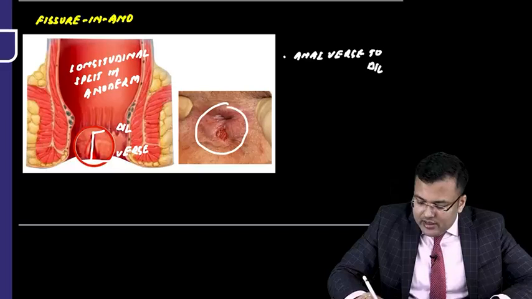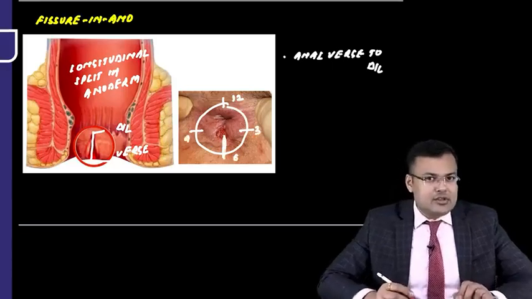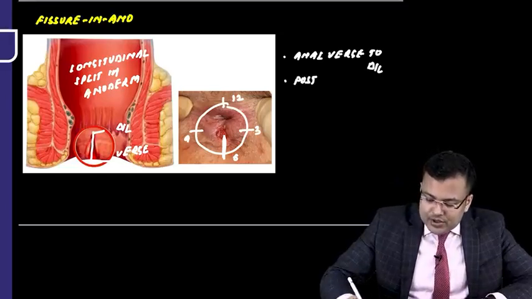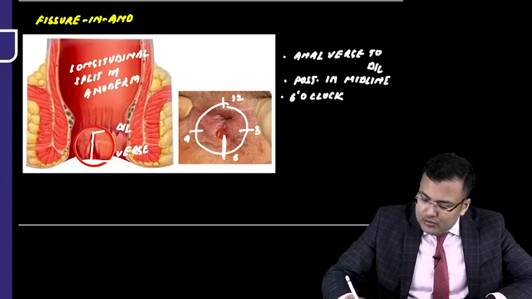And you can see what is the location. If it's a clock, it is located at which o'clock position? You can see 12, 3, 6, 9. So exactly it is located at 6 o'clock position. So it is located posteriorly in the midline. Location: posteriorly in midline, at 6 o'clock position.